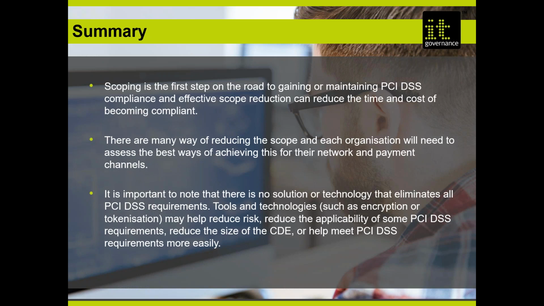What we've established is that there are many ways of reducing the scope, and each organization will need to assess the best ways of achieving this for their network and payment channels. So whilst we've discussed scope reduction by network logical segmentation, and using encryption and tokenization to remove cardholder data, or using technical solutions like P2PE, they're by no means the entire set of ways of reducing scope.